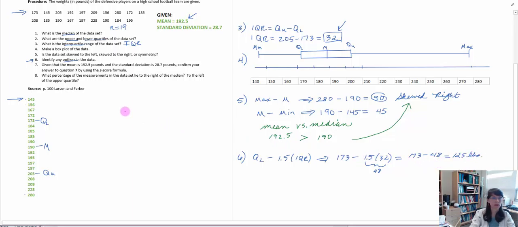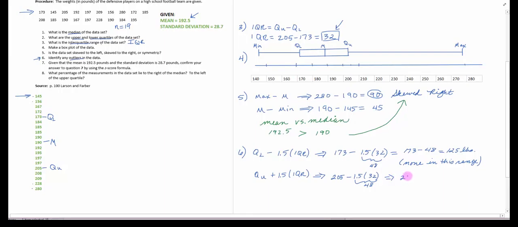Looking back to our measurements, 145 is the lowest measurement. So we don't have any extreme values at this end of our scale. So none in this range. We do need to consider the upper end of the scale though, so we have to start with the upper quartile and add 1.5 times the IQR. So our upper quartile at 205 pounds plus 1.5 times 32, which was the IQR. Again, that value made 48. So this means 205 plus 48 gives us 253 pounds.